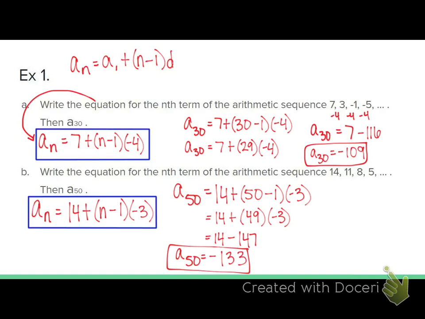Okay, so again, you could have done minus 3, minus 3, minus 3 50 times to get there, or you can use your equation. Questions about these two? Need more time on them? Okay.